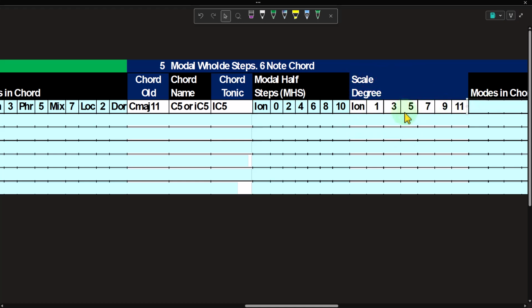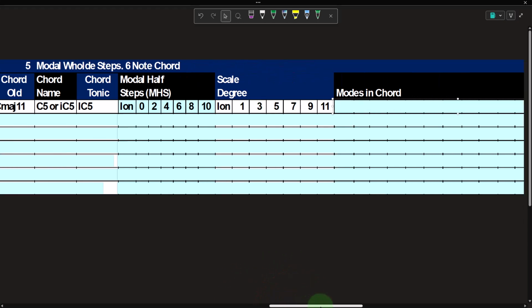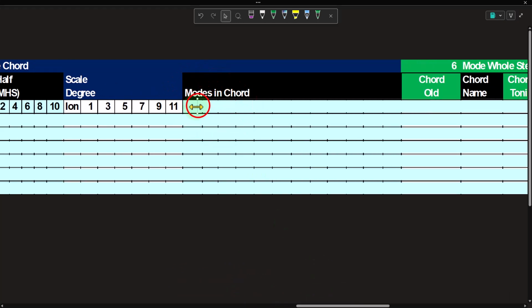So that goes to the scale degree of a 1, 3, 5, 7, 9, 11. All right. And then the modes that are going to be in it will be Ionian, Phrygian, Mixolydian, Locrian, Dorian, and Lydian. All right, let's do one more here.